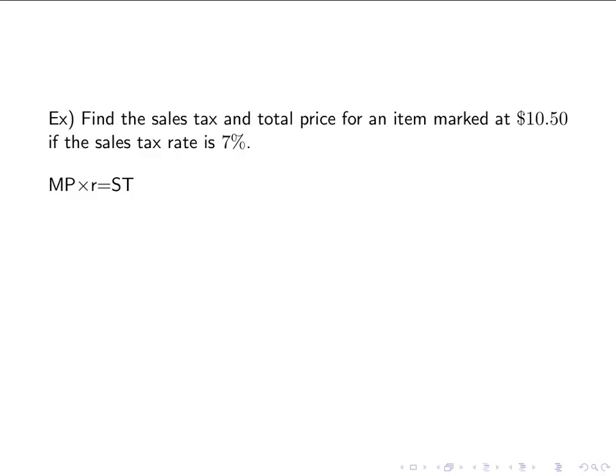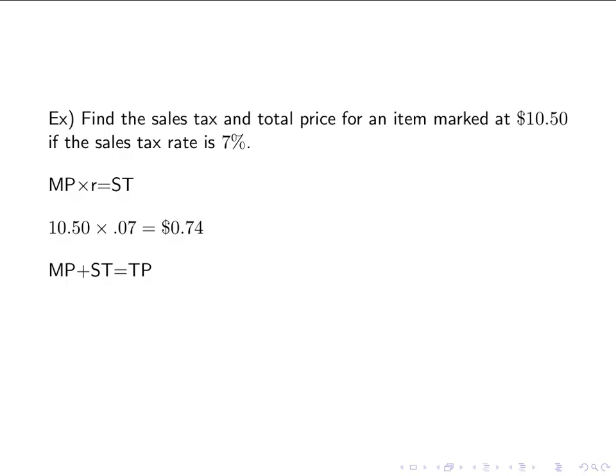So the first equation we're going to use to find sales tax is MP times R equals ST. So we plug in the two numbers that we were given. And again, remember that 7% needs to be as a decimal. So 7% is 0.07. And then we got to make sure that we're talking about dollars, so we need to the nearest hundredth. So we're going to get 74 cents. So that's our sales tax.